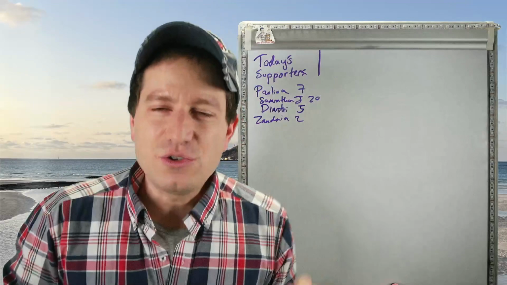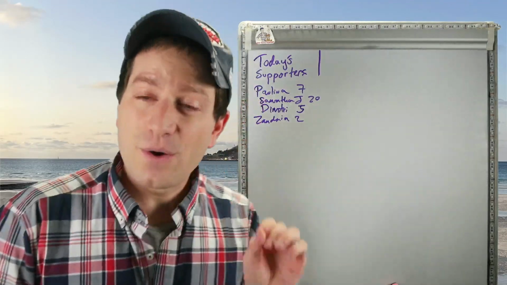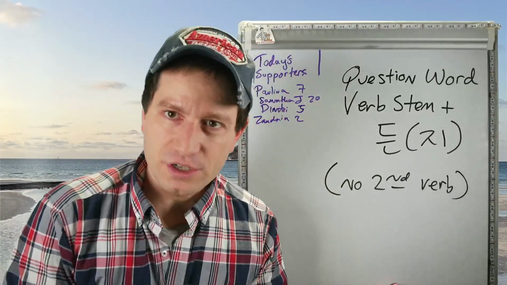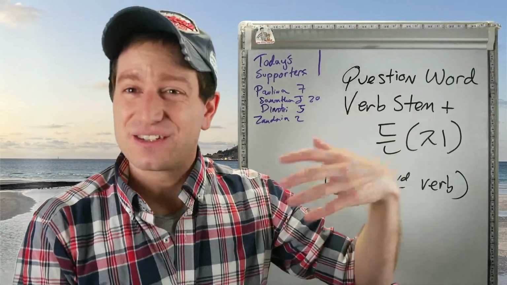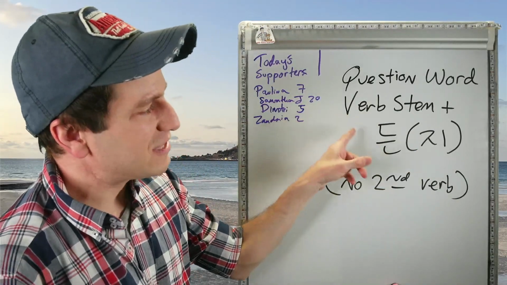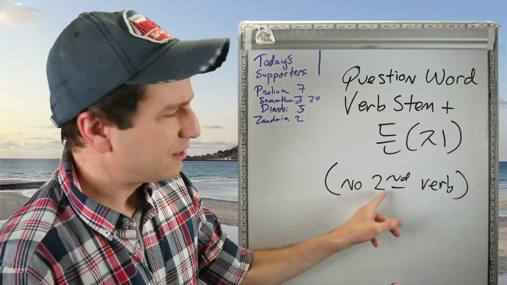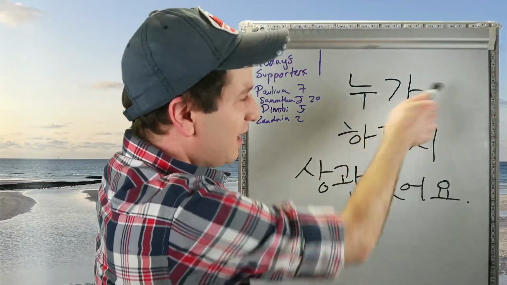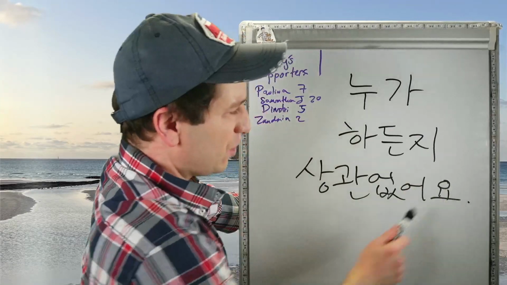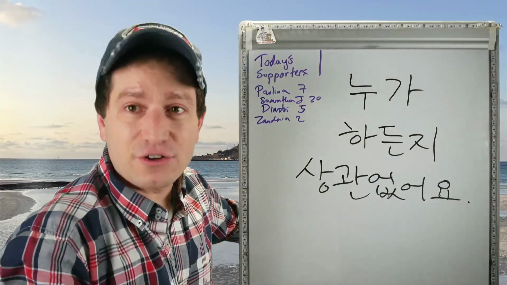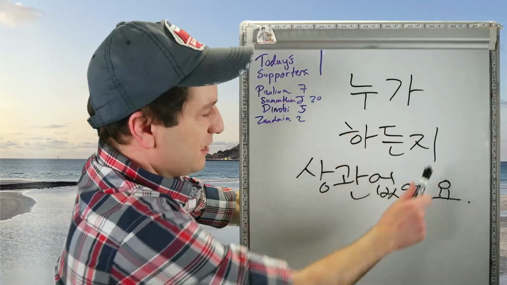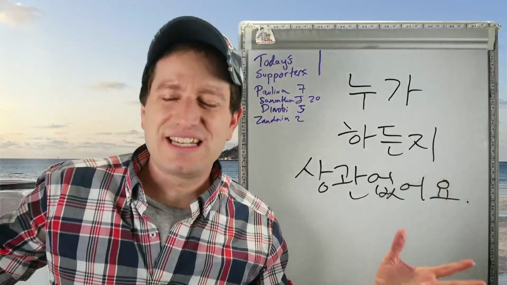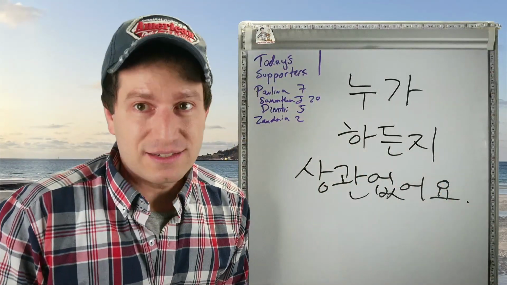The most common usage of the 든지 form is, however, with a question word, but a little bit different. I said that when you use a question word together with 든지, you don't use a second verb. But you can also use a verb stem with 든지 without a second verb if you're using a question word in the sentence. 누가, so 누구가, 누가 하든지 상관없어요. So it doesn't matter whoever, or just it doesn't matter who does it. 누가 하든지. Who does it? We already get the feeling of it doesn't matter, even before we get to here. 누가 하든지 상관없어요. Doesn't matter who does it.